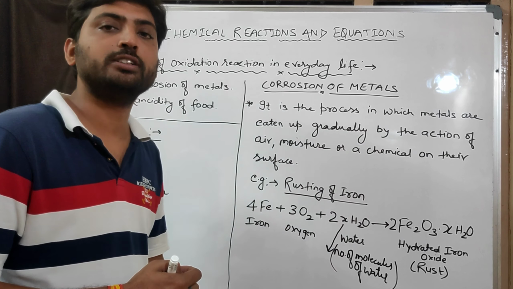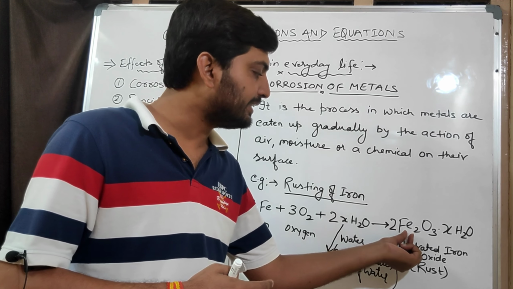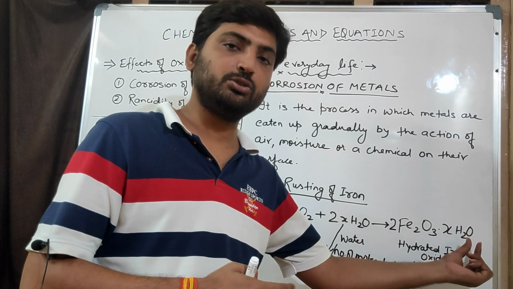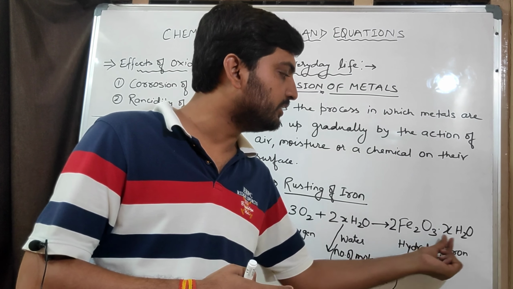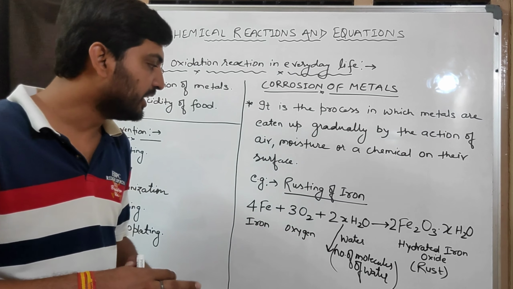So the formula for rust is Fe2O3 into XH2O. This 2 is just for balancing this reaction. If someone asks what is the formula of rusting of iron, you will write Fe2O3 into XH2O. No need to write 2Fe2O3 into XH2O, because 2 is just for balancing this reaction.